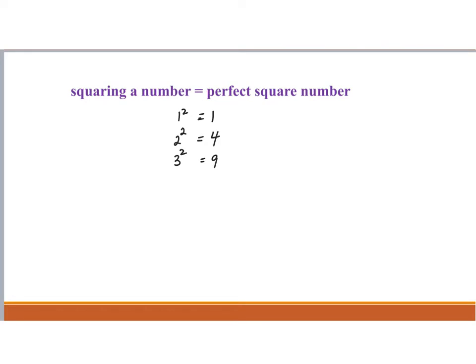And some of the other square numbers that will be handy in this lesson will be 4 squared, 5 squared equals 25, 36, 49, 64.